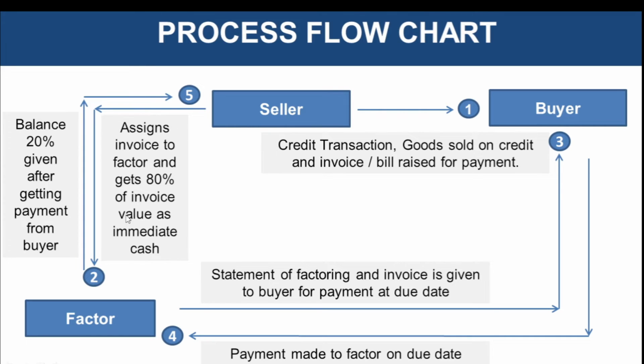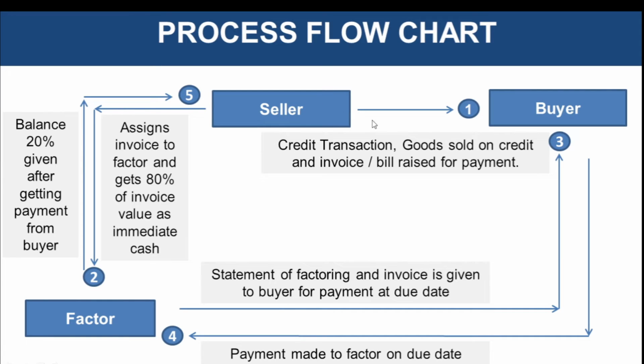Now the seller has provided the invoice to the factor and has got 80% of the invoice value as immediate cash payment. Then the statement of factoring, that this particular factoring arrangement has taken place between the seller and the factor, is provided to the buyer also, and the invoice which was generated is also given to the buyer for payment on the due date. On the due date, for example after 90 days, as it was decided that the buyer will be making the payment, the buyer has made payment to the factor.